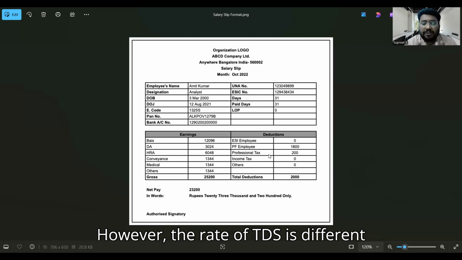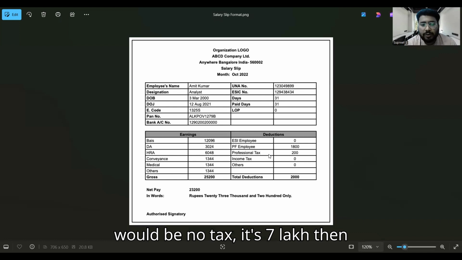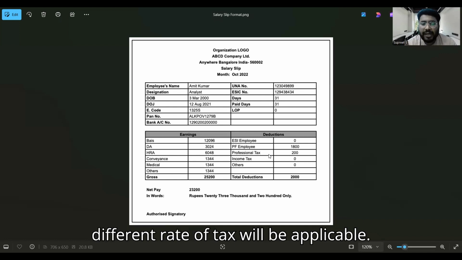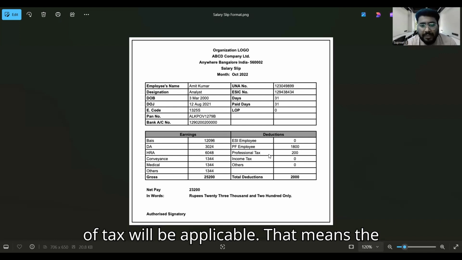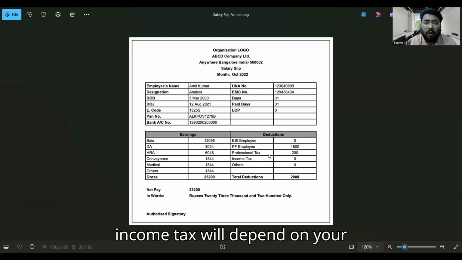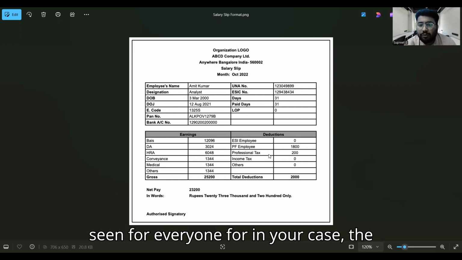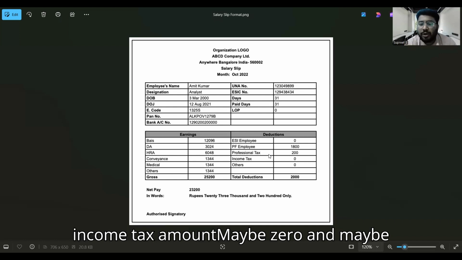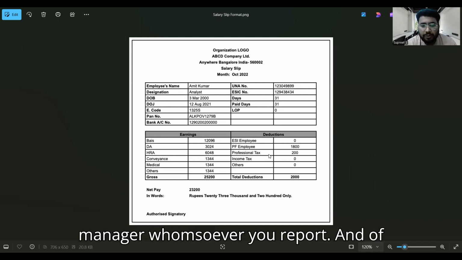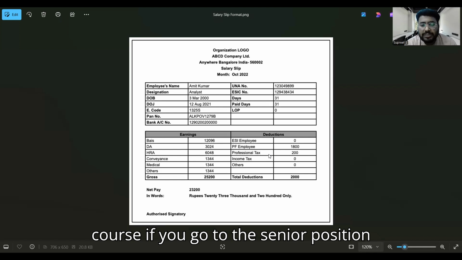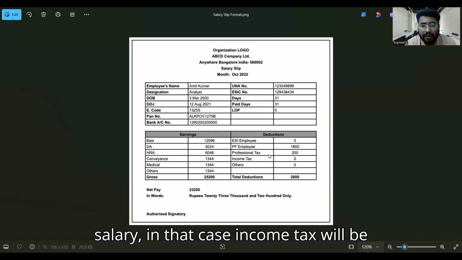However, the rate of TDS differs from income to income. So let's say if your income is below 5 lakh, then there would be no tax. If it is 7 lakh, then a different rate of tax will be applicable. If more than 10 lakh, then a different rate of tax will be applicable. That means the income tax will depend on the amount of your salary. It will not be the same for everyone. In your case, the income tax amount may be zero, and maybe a little lower than your senior manager, whomsoever you report to. And of course, if you go to a senior position where people are getting a handsome amount of salary, in that case, income tax will be higher.